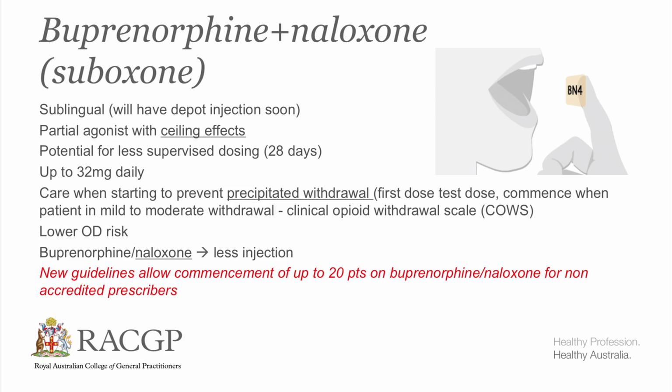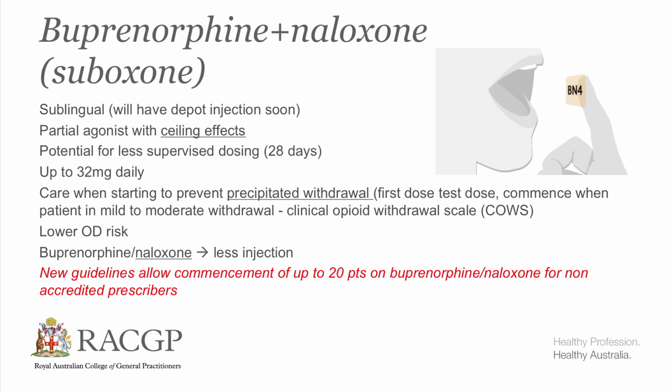The other really important thing is the naloxone in it. Now, the naloxone generally is not active if you take it sublingually. But if you inject it, the naloxone kicks in before the buprenorphine kicks in, and you will have some withdrawal symptoms. So Suboxone or buprenorphine naloxone is injected, but it's not injected as often. It still has a street value. It's still used on the streets. So it is really important that its use is controlled, but it isn't injected as much as others.